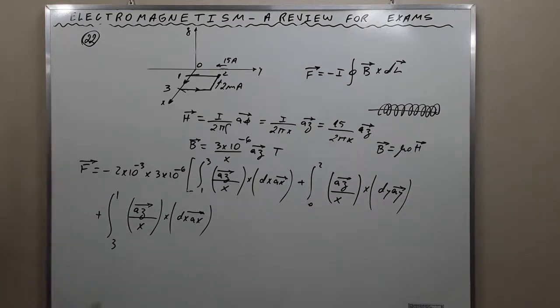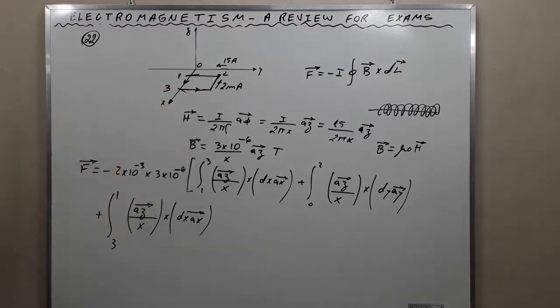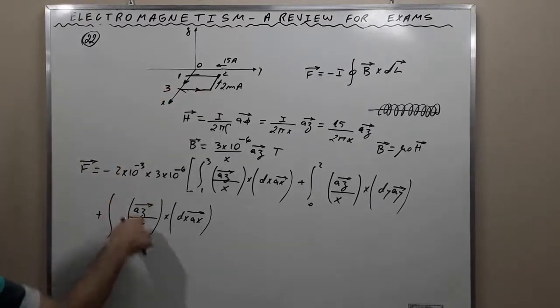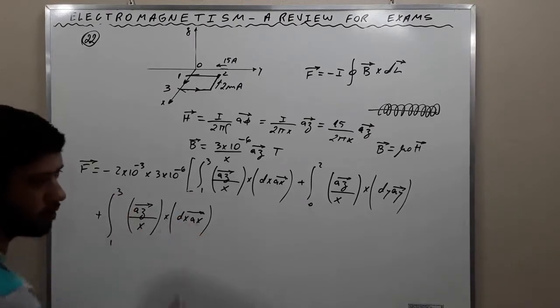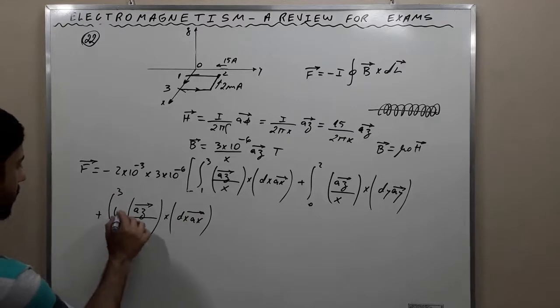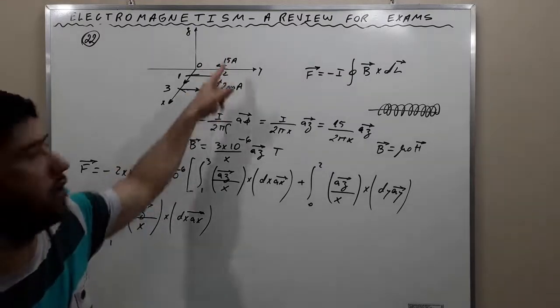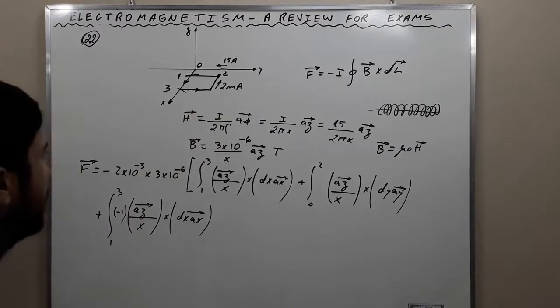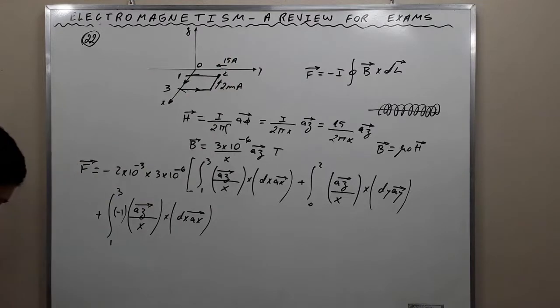Observe here that I inverted, and I'm integrating from 3 to 1. I could have done this. I could have integrated from 1 to 3, but then I would need to account for the negative sign, and I would need to put a negative 1 here to symbolize that we are integrating in the negative x direction. This is the positive x direction, and this is the negative x direction.